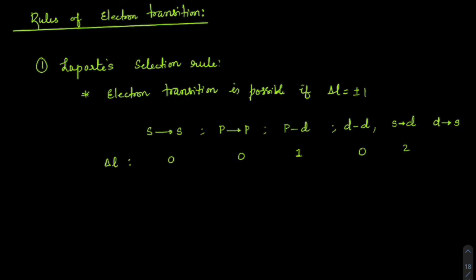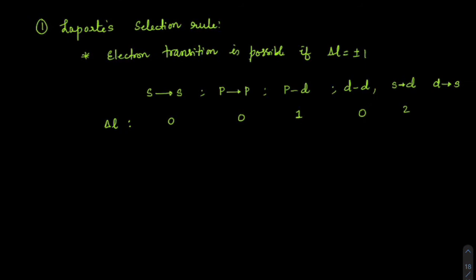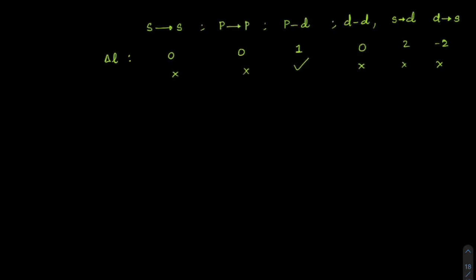So this is also minus 2. So this won't happen. Out of these, which is possible? Only this is possible. The rest are all not possible. I guess you understood that. So the electron will not jump just anywhere, that doesn't happen. It can jump only between certain orbitals. Got it?